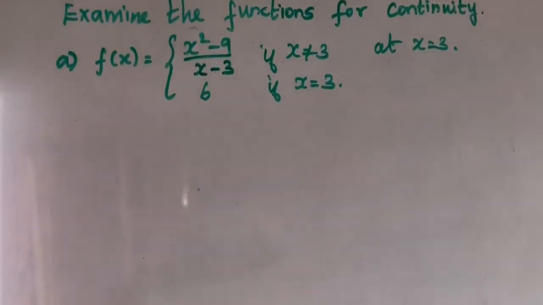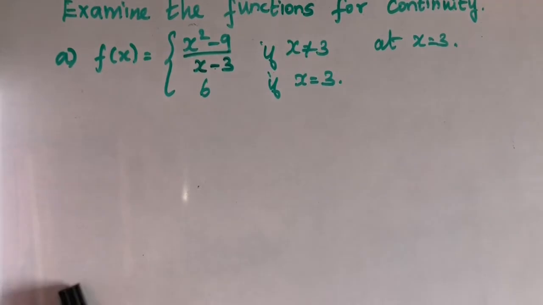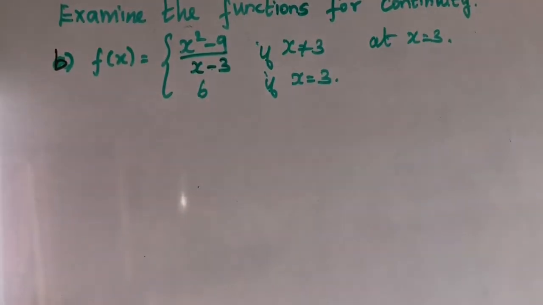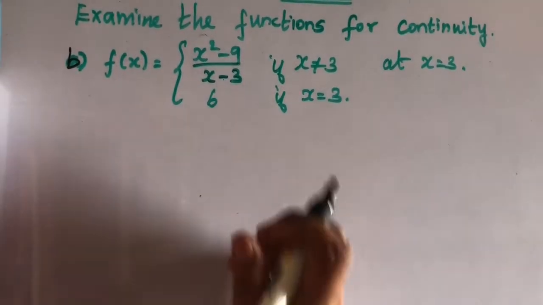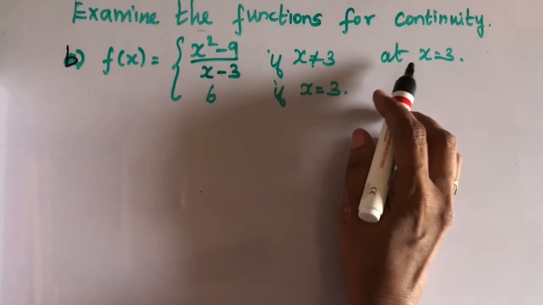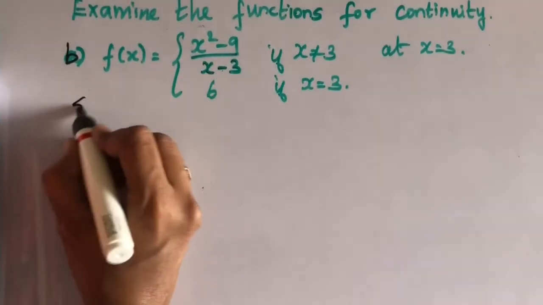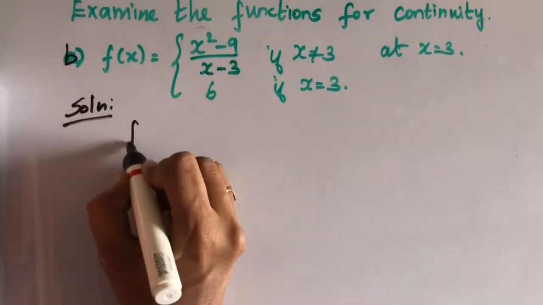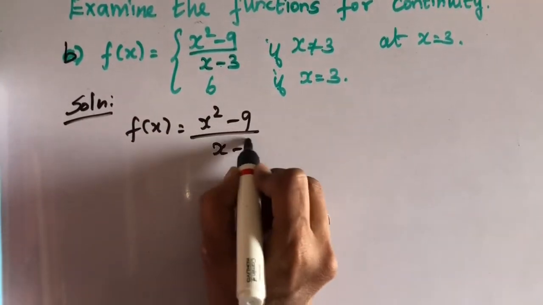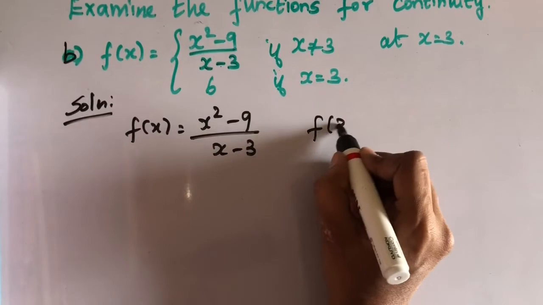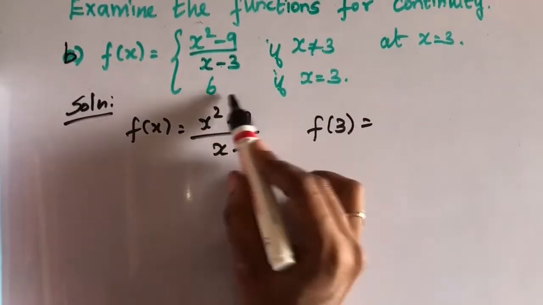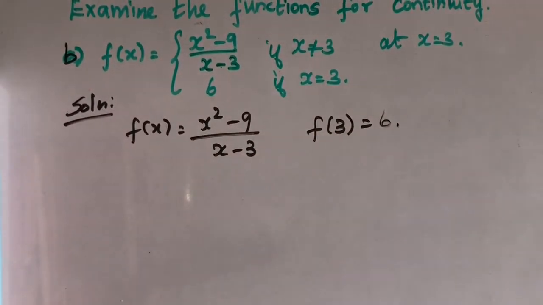Examine the functions for continuity. Second one, B. f of x is equal to x square minus 9 divided by x minus 3 if x is not equal to 3, and 6 if x is equal to 3, at x is equal to 3. So, what is our function? f of x is equal to x square minus 9 by x minus 3, and it is given that f of 3 is equal to 6 at x is equal to 3.